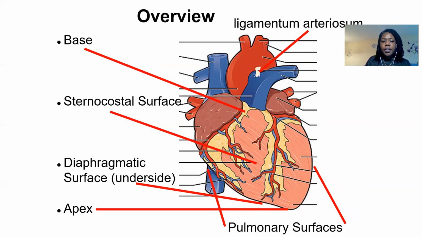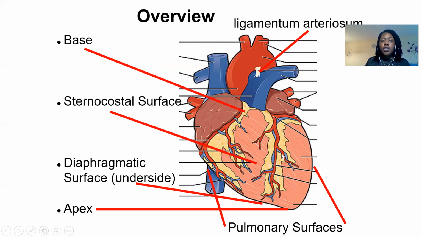Alternatively, the other side of the heart is called the apex. So the apex is going to be the pointy region that is inferior. It's going to be slightly askew to the left, and it's kind of this pointy region that's formed by the left ventricle.